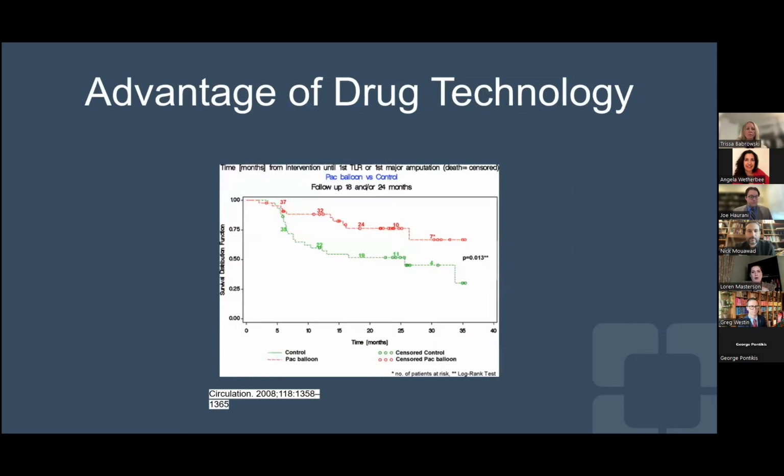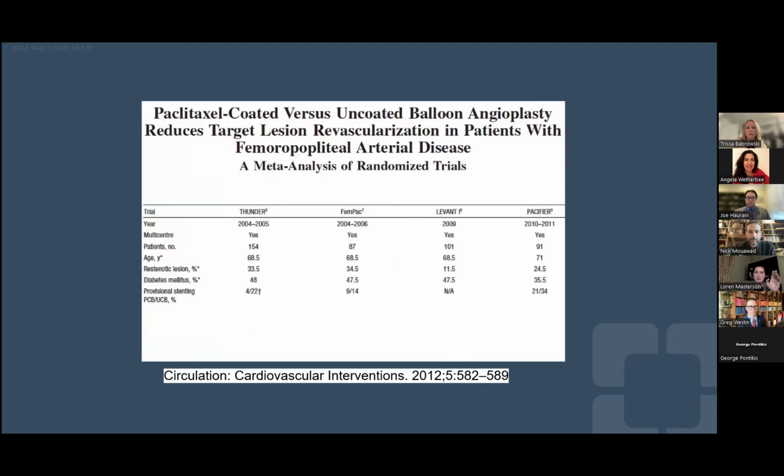I'm not going to bore you to death with 1,000 Kaplan-Meier curves, but there have been a lot of studies out there that show that the drug technology has higher patency rates and lower rates of reintervention than the naked balloons. This particular Kaplan-Meier is looking at amputation or risk of reintervention, and over time, the drug-coated devices, both balloons and stents, have proven to have a much higher patency rate. I could show you 1,000 of these, but I won't, because nobody reads them.